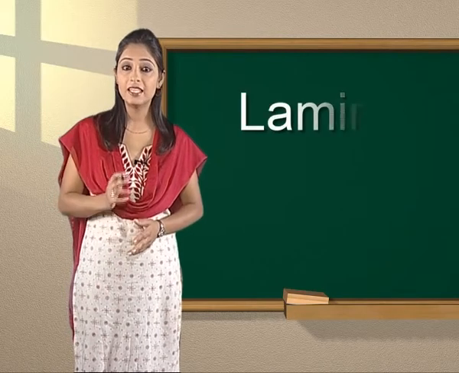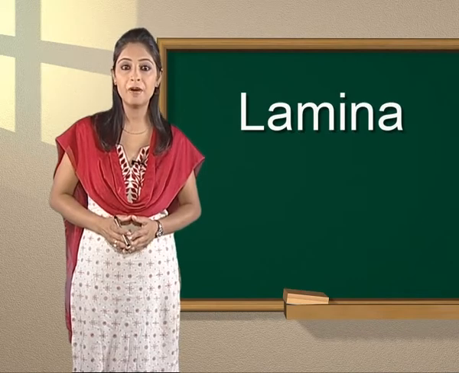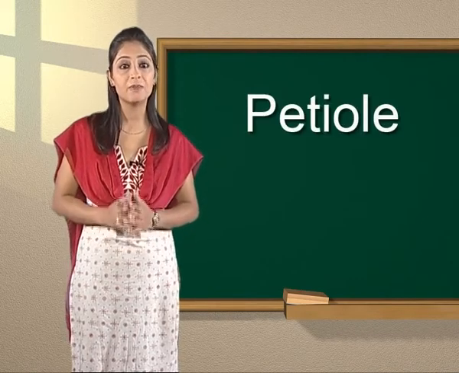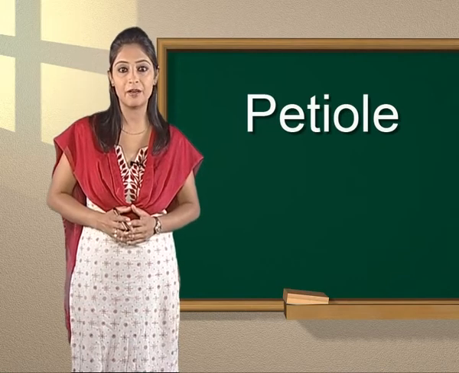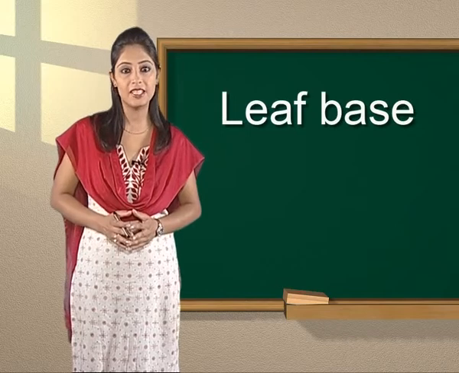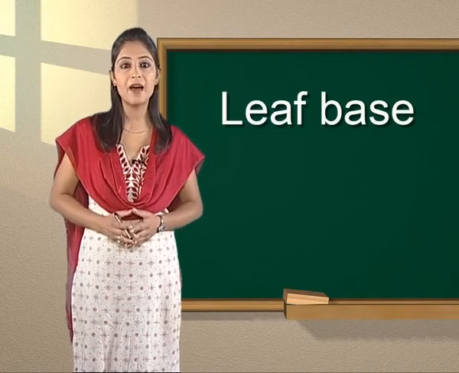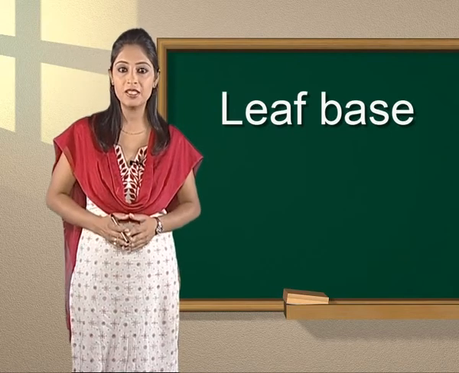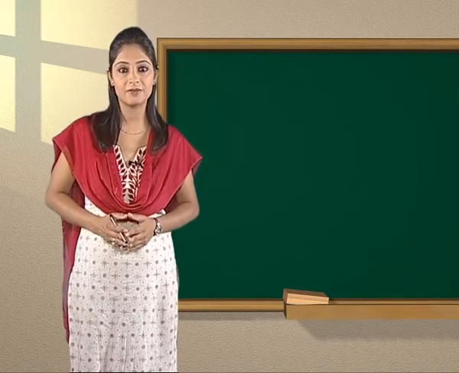So students, these were the three main parts of a leaf. The lamina forming the broad upper part, the petiole acting as a connection between the lamina and the stem, and the leaf base forming the base of the leaf. All these parts have a specific function to play and contribute towards the growth of the plant.